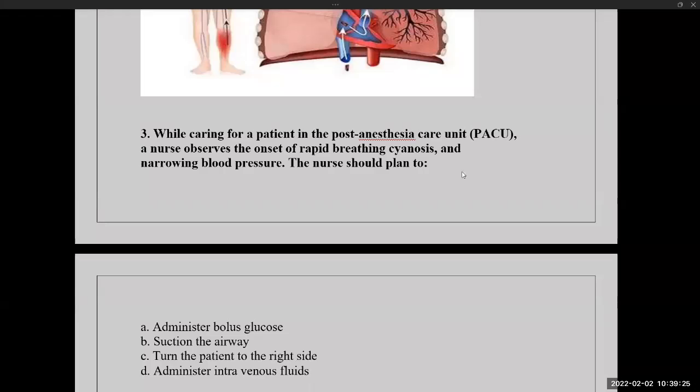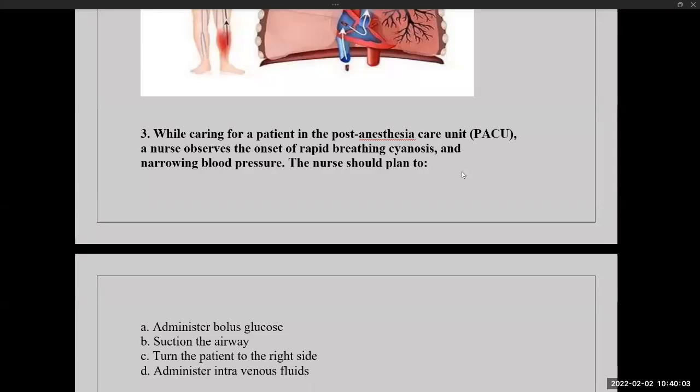Again, the respiratory muscle strength is reduced, and as a result, the secretions will accumulate in the respiratory tract. Clear? This is basically because of the accumulation of secretions in the respiratory tract that the patient has developed cyanosis, rapid breathing, and narrowed blood pressure. So the accumulated secretions need to be removed by suction. The correct answer for this question is suctioning the airway. So during the post-anesthesia care unit, you have to closely observe.